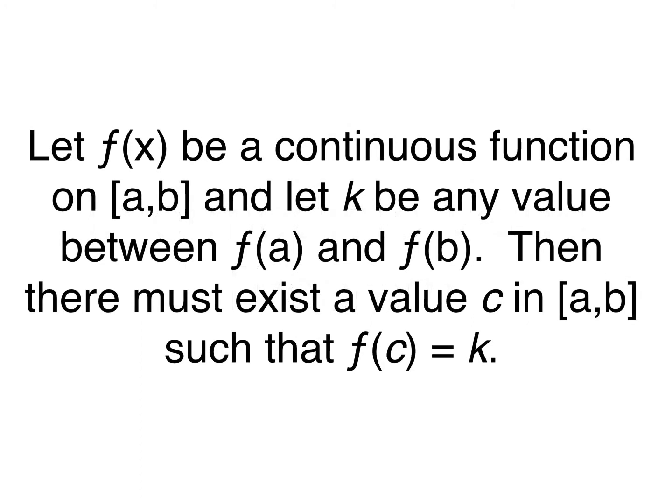So let's look closely at the theorem itself. The theorem states that we should let f of x be a continuous function on a closed interval [a, b], and let k be any value between f of a and f of b. Then there must exist a value c in the closed interval [a, b] such that f of c is equal to k. So if we look at this, it's like k is an intermediate value between f of a and f of b, and there's some value c on the x-axis between a and b that gives you that value of k. So we're going to look more closely at how this all works.